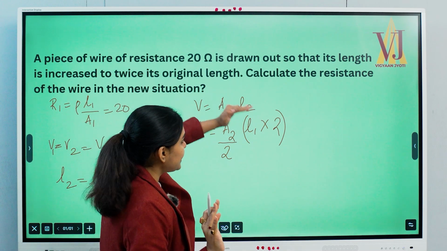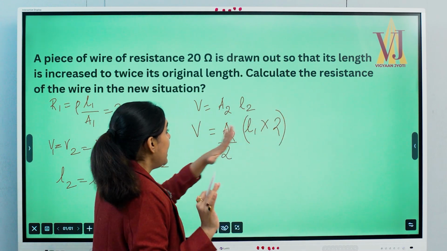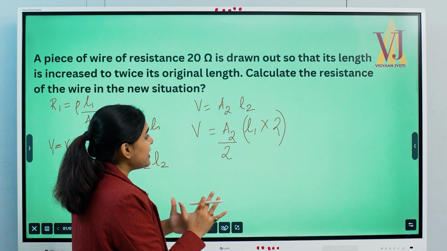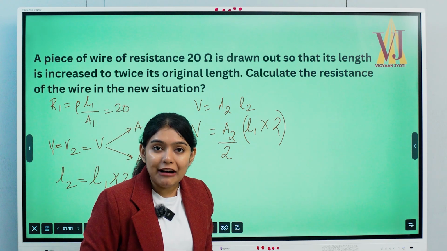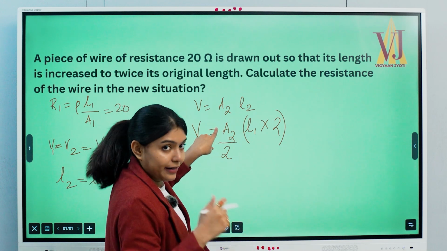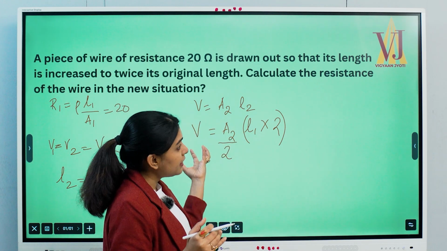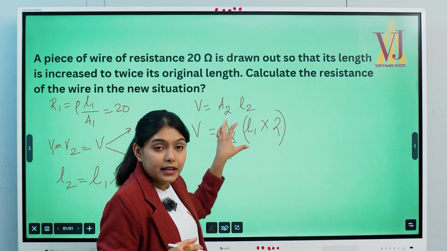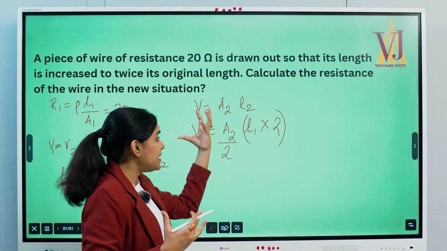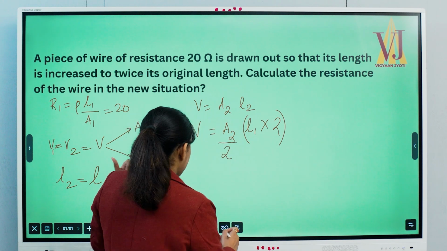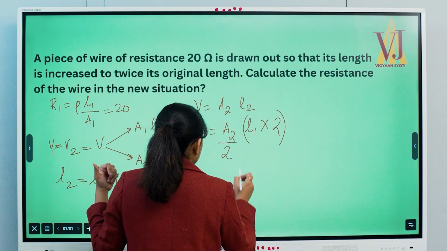Okay, my length has increased to twice. Fine. Now if my length is increasing to twice, that means my area has to decrease by half. Why? Because if I am taking a factor of 2 from some value, that means it is getting reduced. That means my new area is, wait, just a second.